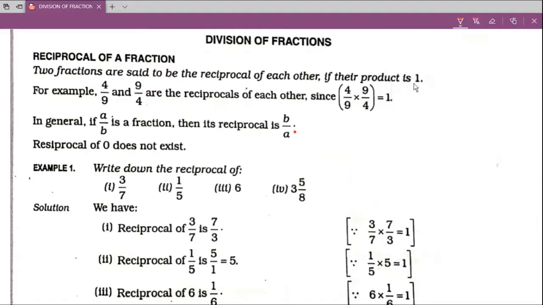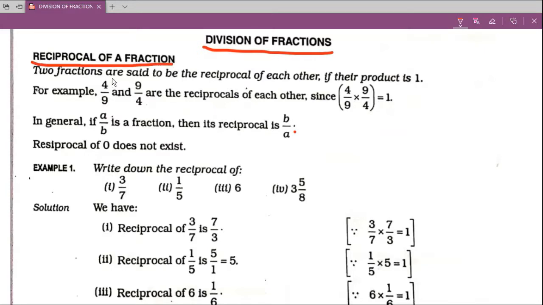When we start the chapter, here are some important things related to this chapter. Division of fractions, reciprocal of a fraction. What is the reciprocal of a fraction?